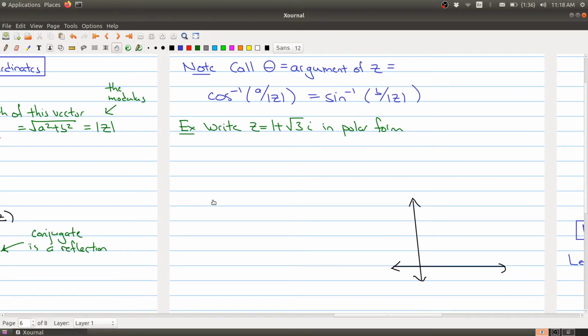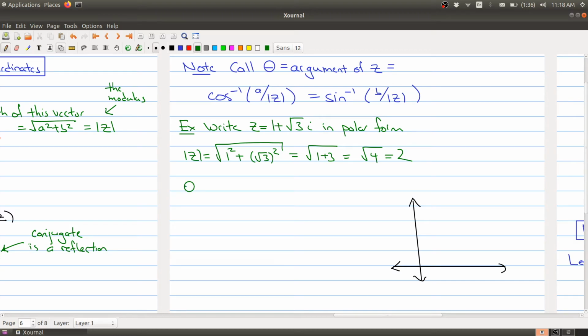So let me just illustrate quickly how to write a complex number in polar form. The modulus is probably the easy part. The length of Z is the square root of 1 squared plus the square root of 3 squared. So I'm getting the square root of 1 plus 3, which is the square root of 4, which is 2. That gives me the modulus.